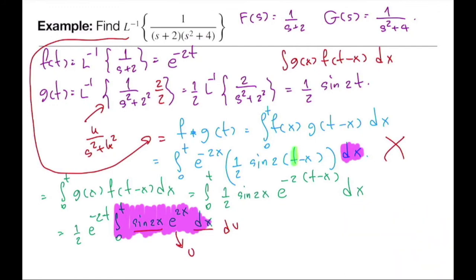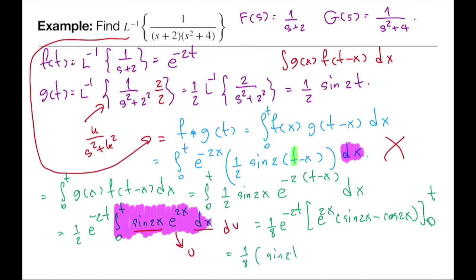Okay, so here the result would be 1 over 8 e to the minus 2t, and then you get e to the 2x times (sine 2x minus cos 2x), evaluated for x from 0 to t. And that would be 1/8 of sine 2t minus cos 2t plus e to the minus 2t. Okay, it's quite simple, isn't it?